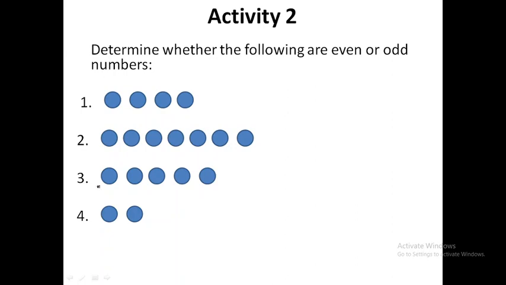What you will do is you will put the dots into pairs, and then you will be able to determine whether they are in odd or even form. Remember, even numbers, every item has a partner, whilst odd numbers, one item will be left without a partner.